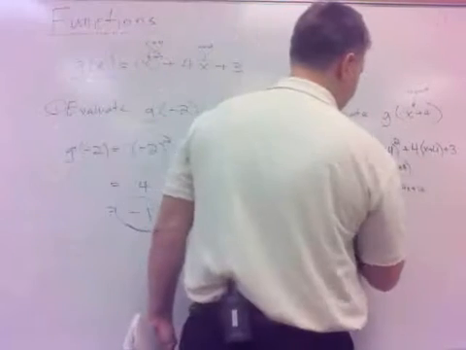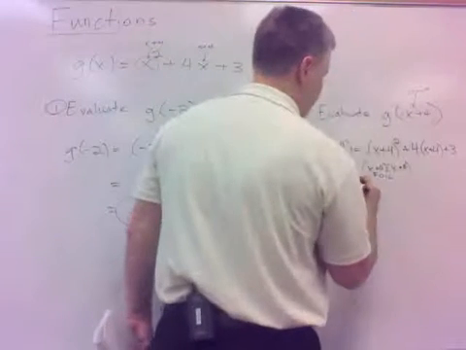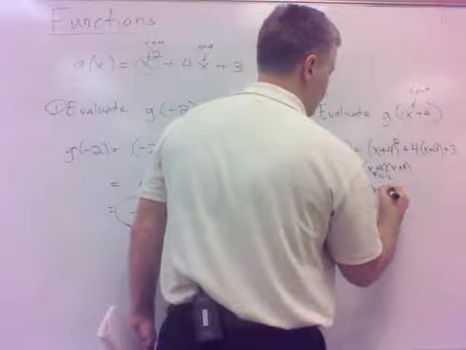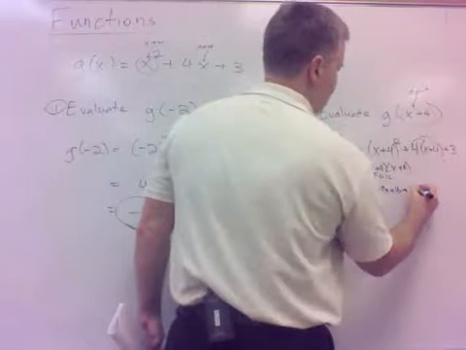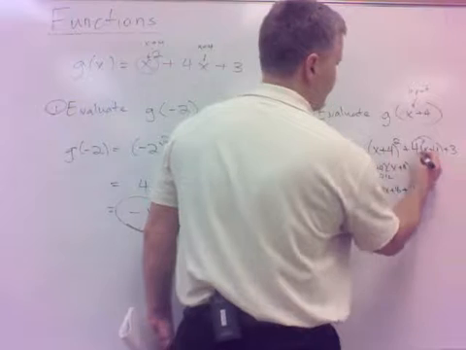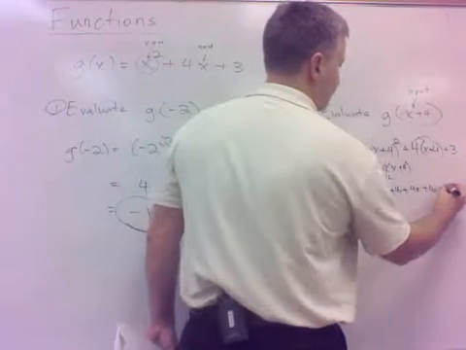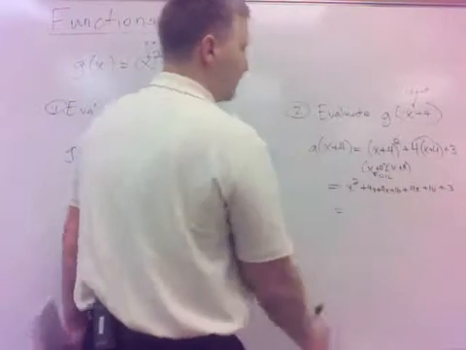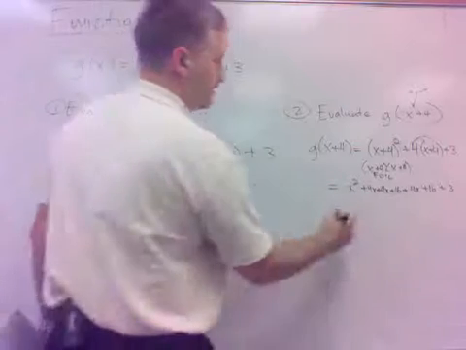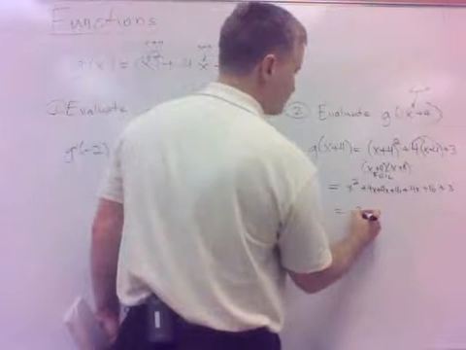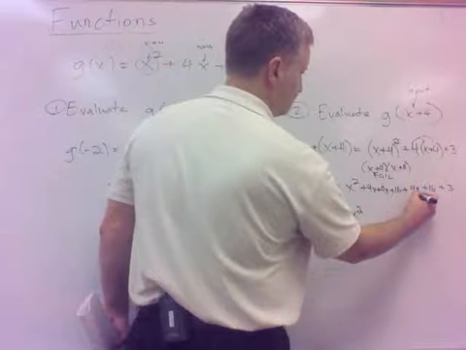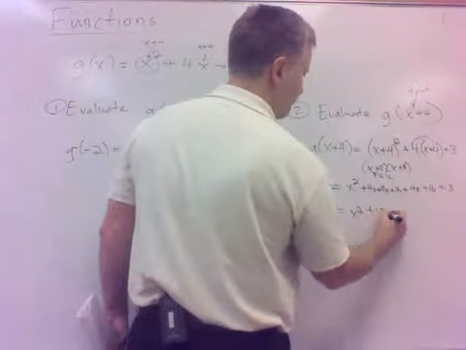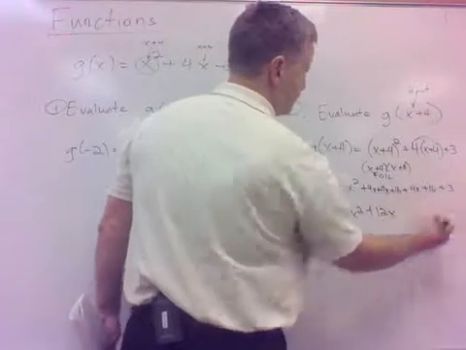Then I'll have, well, let me move that over a little bit. Run out of board space over there. Well, then I have to distribute the 4, so that would be 4x plus 16, right? 4 times x, 4 times 4, and then plus 3. And yeah, all I can do with that is combine the like terms. I've got x squared. I got 4x, 4x, and 4x. That's 12x, isn't it? Then I've got 16, 16, and 3, 35.